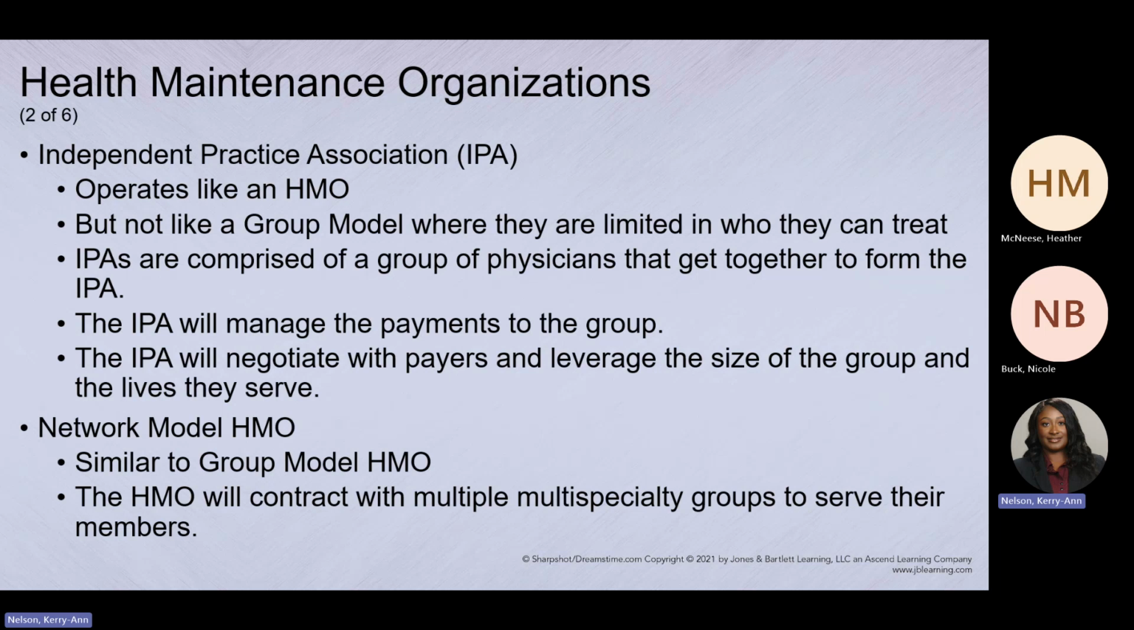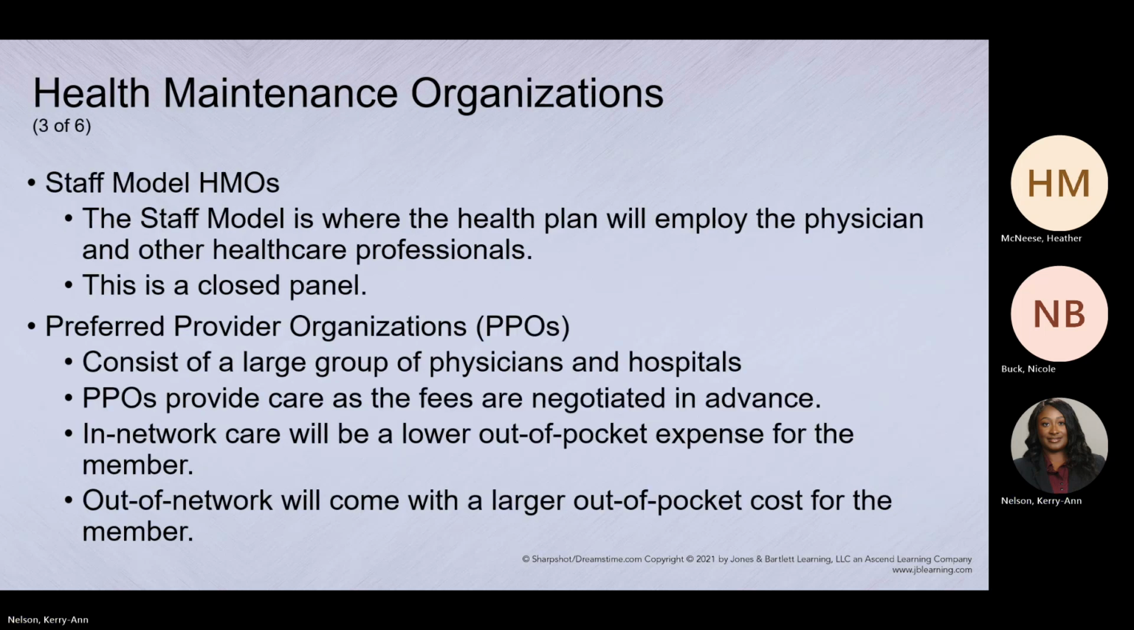A network model HMO is quite similar to the group model HMO. The HMO will contract with multiple multi-specialty groups to serve their members. A staff model HMO is where the health plan will employ the physician and other healthcare professionals. This is a closed panel.